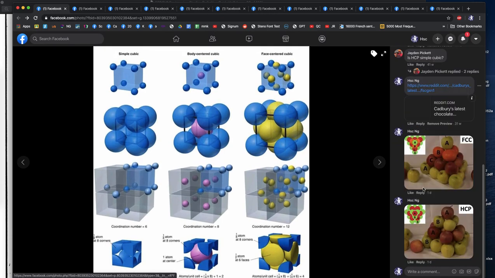Okay, so when I think about crystals, a good way of looking at this is the way that we could stack fruit.